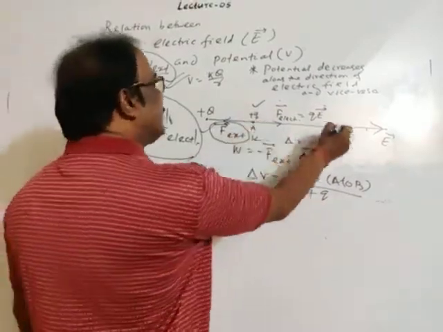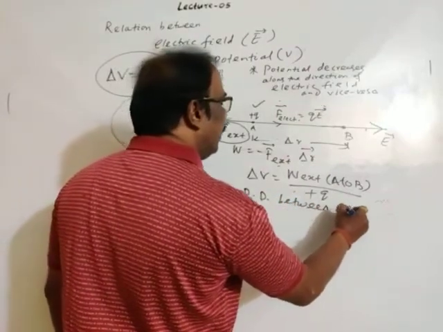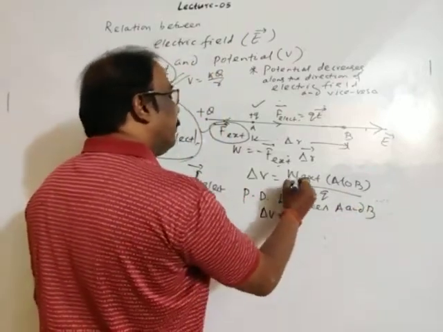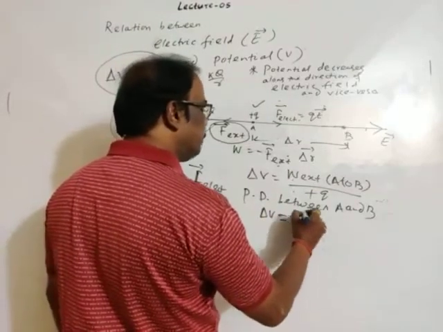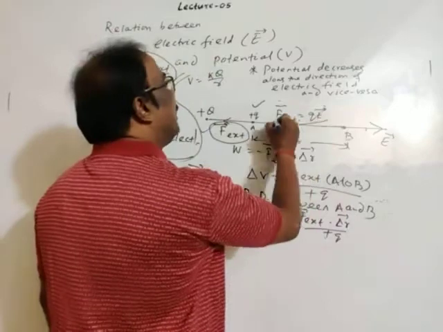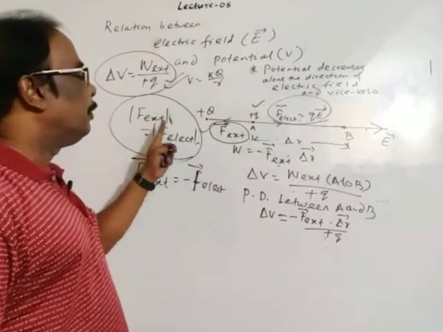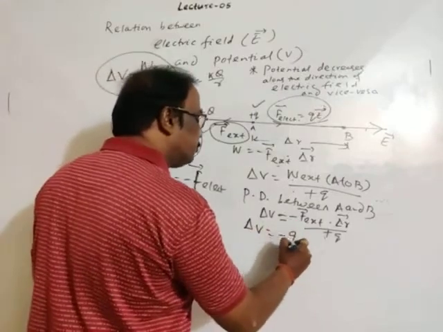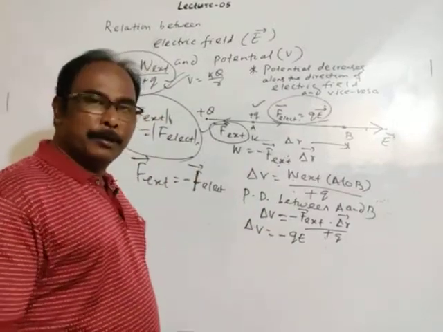So here, the potential difference between A and B is delta V, equal to the work done by the external agent dot delta r divided by Q. See, the magnitude of the electric force is QE. Since the magnitude of the external force is equal to the magnitude of the electric force, delta V is equal to the external force. The force due to the electric field is QE. The external force is minus QE.